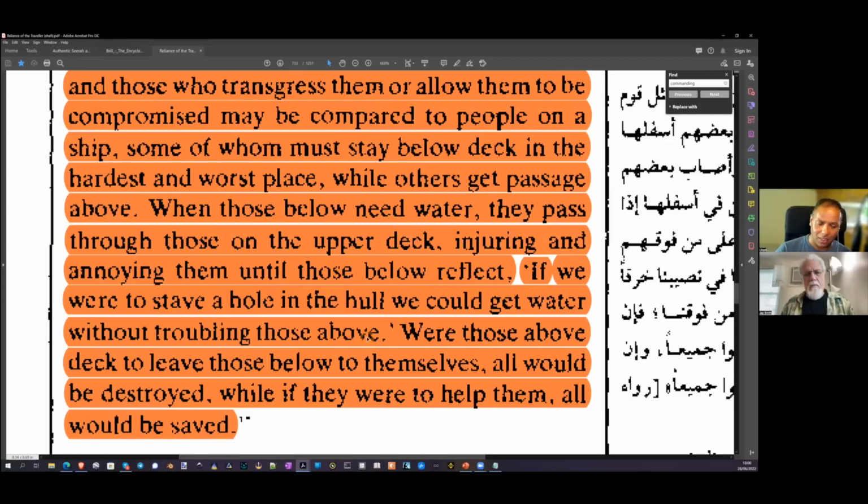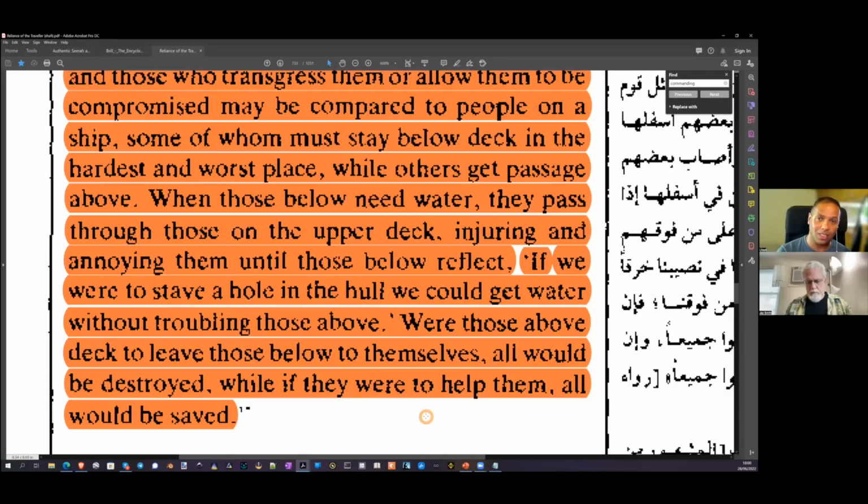those above. So in other words, the minions, the lay people, they don't know what they're doing, and they must be managed by those above them, those with the knowledge, those with the sacred knowledge, the imams. Were those above deck to leave those below to themselves, everyone would be destroyed, while if they were to help them, all would be saved. So in other words, these people know better than you, and they are doing what is good for you because they are so smart, and they will manage you.